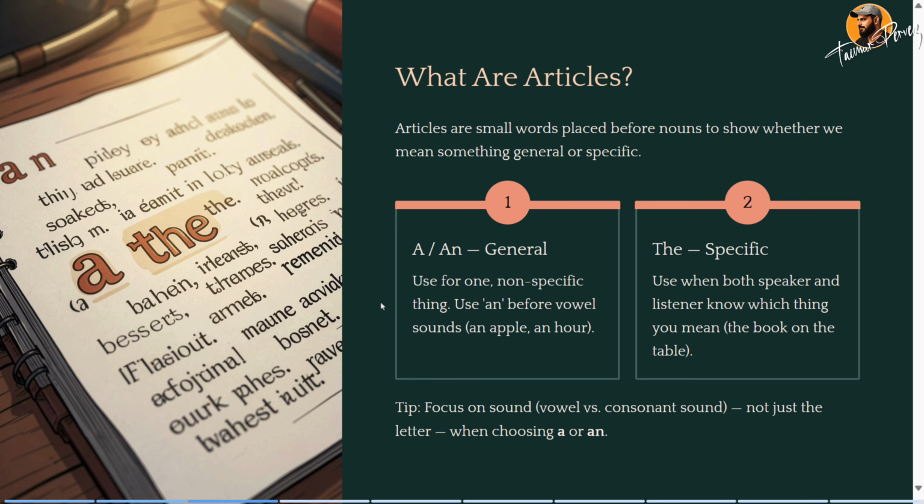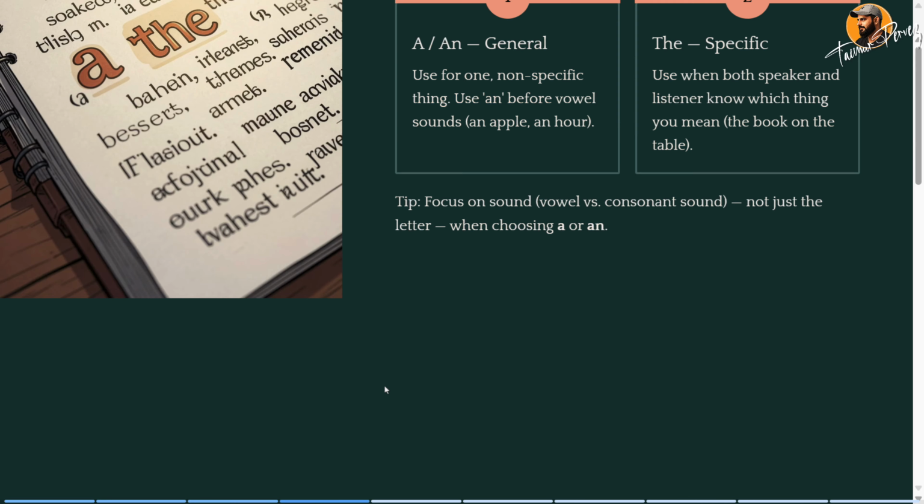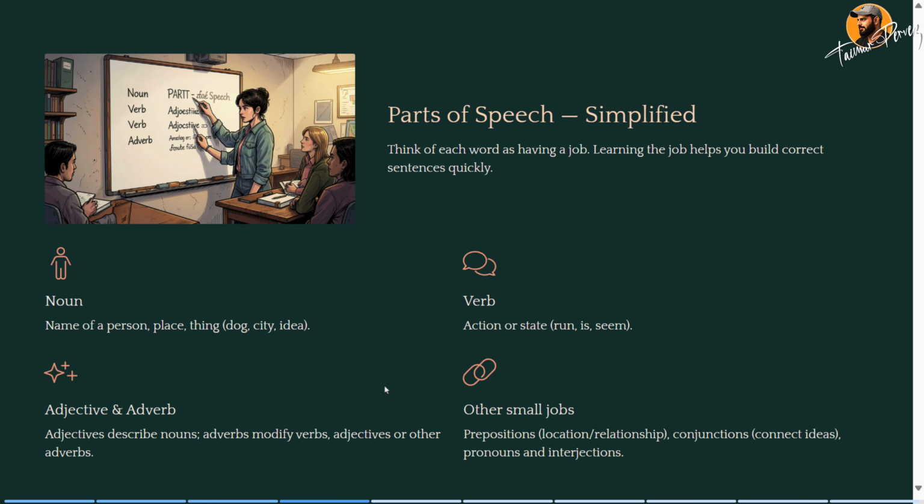एंड यहाँ पे मैं आपको टिप बता देती हूँ आर्टिकल्स आइडेंटिफाई करने की. Whenever there is an article, we have to focus on the sound. Okay, whether it's a vowel or it's a consonant sound, we have to focus on those sounds, not just the letter when we are choosing a or an. तो इसकी भी हम सारी डिटेल में एक्सप्लेनेशन सीखेंगे, इसकी हम एक्टिविटीज़ करेंगे.